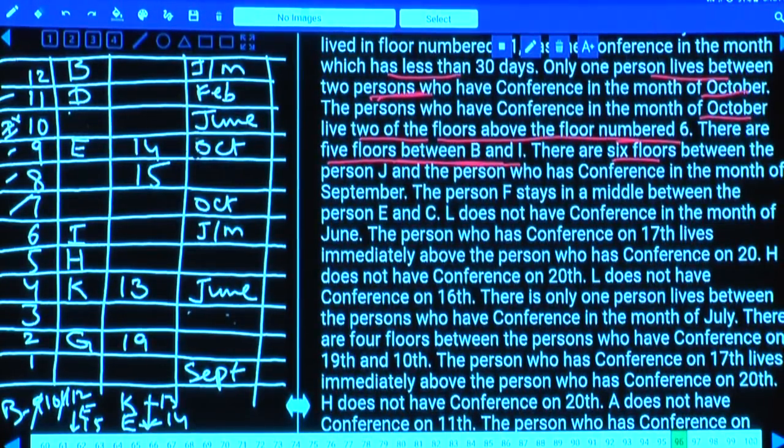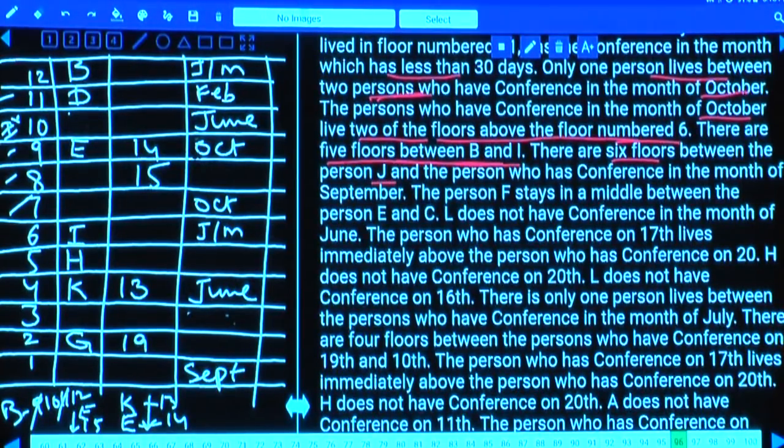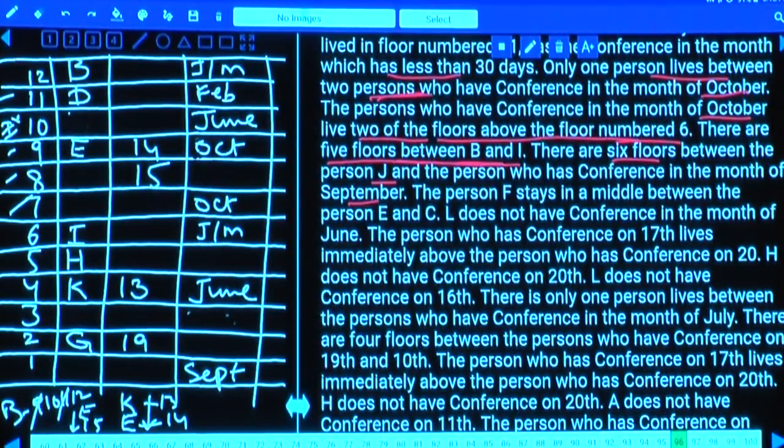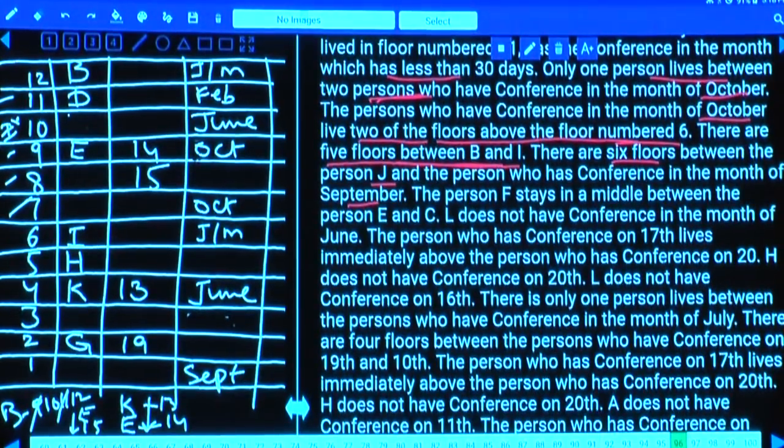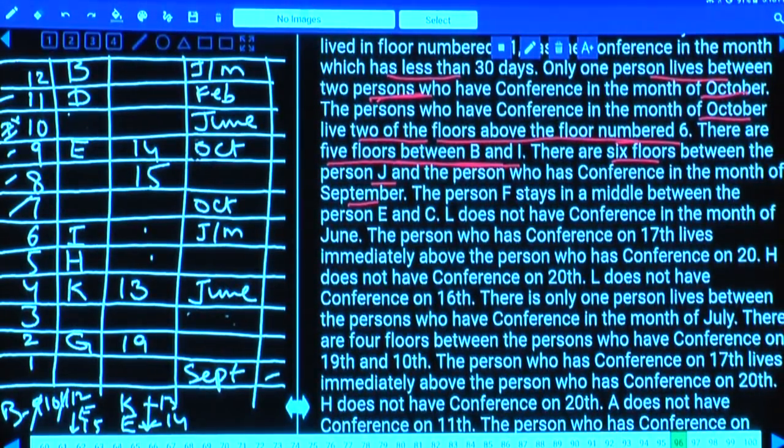And here also Jan and March in any order. And there are 6 floors between J and the person who has conference in the month of September. September and J. There must be 6 floors, and J and September, as this is September, 1, 2, 3, 4, 5, 6, hence J must be 8. Is it possible or not? There are 6 floors. Or what is the other possibility here? J.